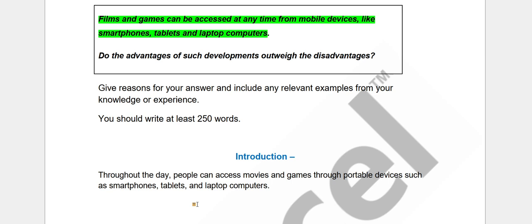Now in the next sentence we're going to tell the examiner the advantage and the disadvantage of this particular development and what we think, like do we think advantages outweigh disadvantages or disadvantages outweigh advantages. Either way is fine, it doesn't matter, but I'm going to talk about whether I'm with the advantages or with the disadvantages. You can go with either side and you will get the scores you deserve.